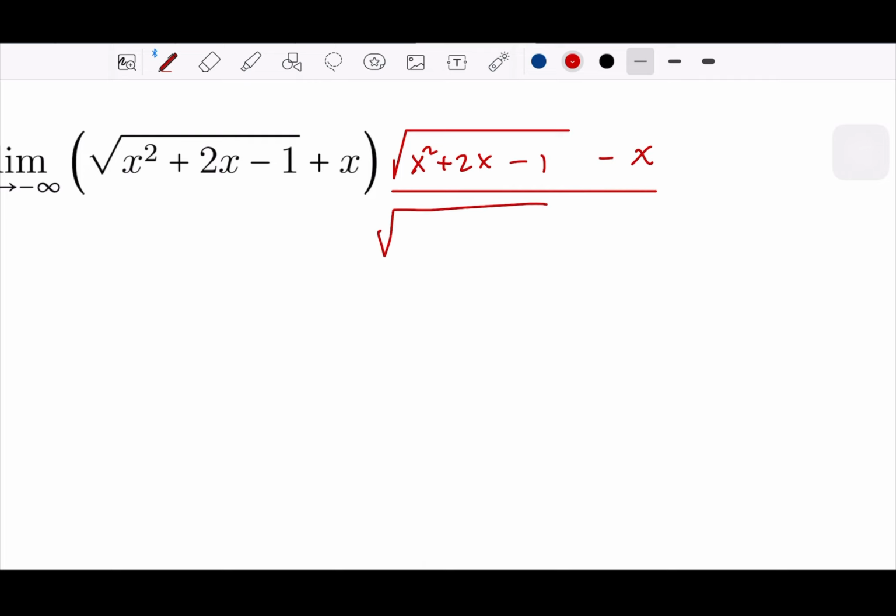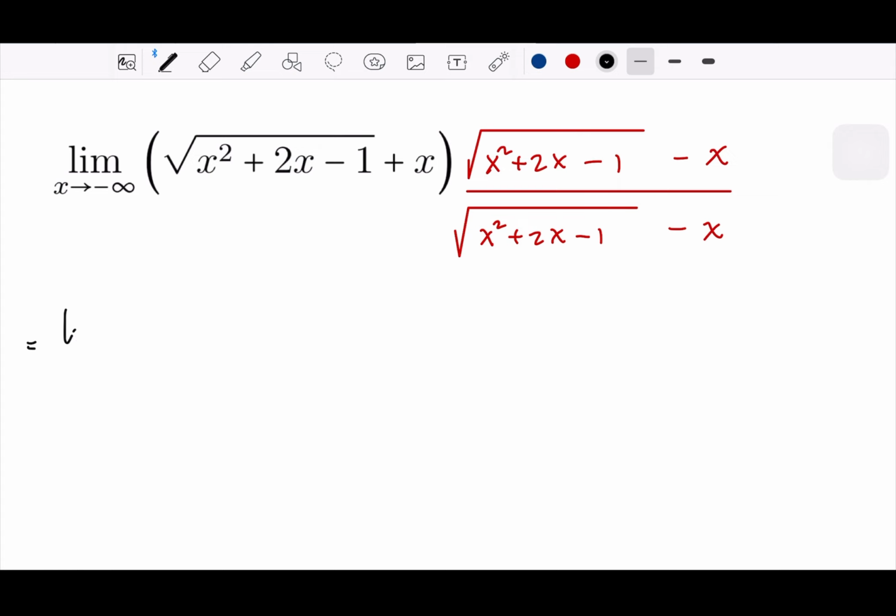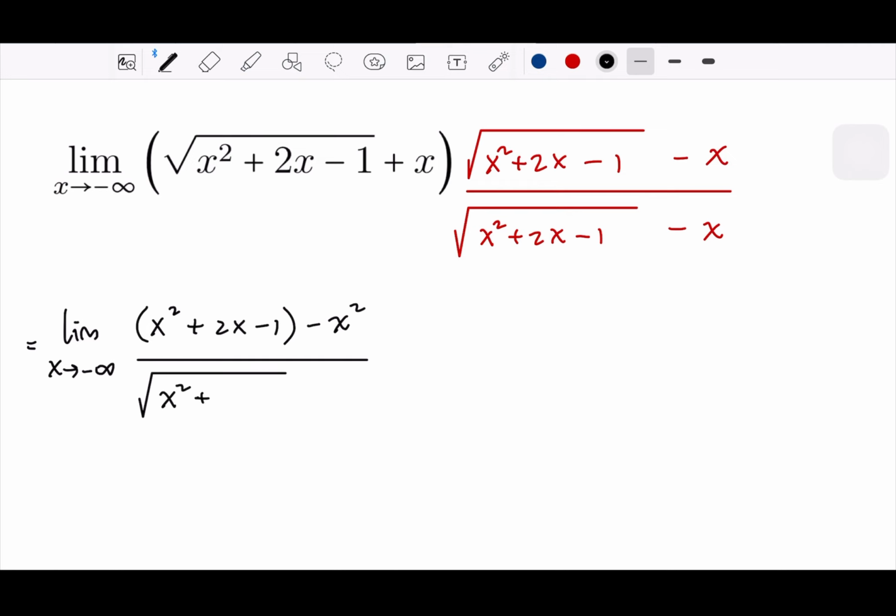Okay, and then the same thing here. Okay, and then we have this becomes x squared plus 2x minus 1 and minus x squared. And then we have x squared plus 2x minus 1 minus x. Okay.